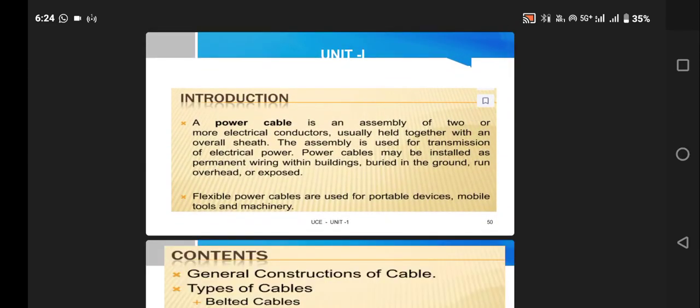The power cable is an assembly of two or more electrical conductors, usually held together with an overall sheath. The assembly is used for transmission of electrical power. Power cables may be installed as permanent wiring within buildings, buried in the ground, run overhead, or exposed. Flexible power cables are used for portable devices, mobile tools, and machines.